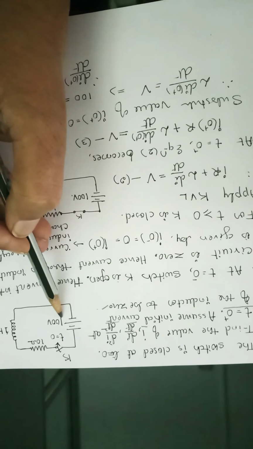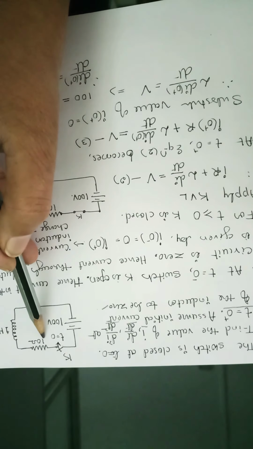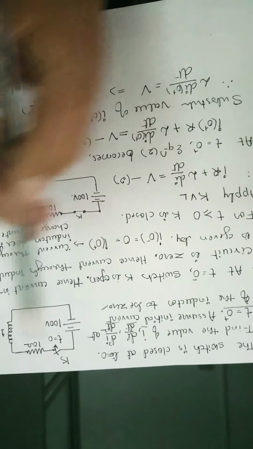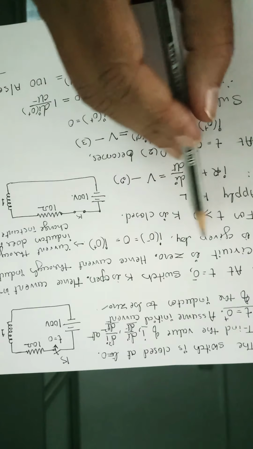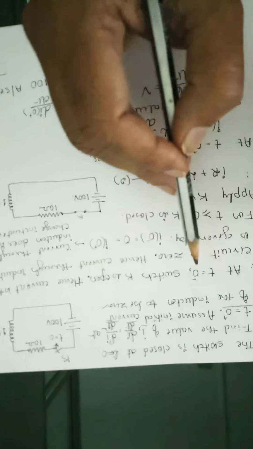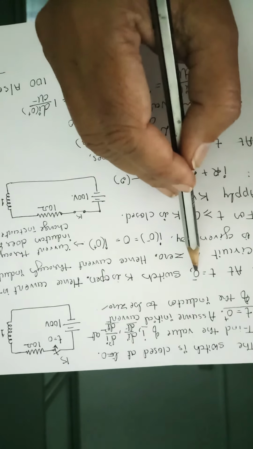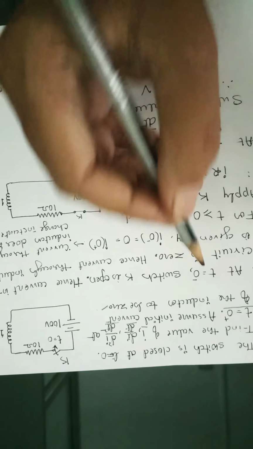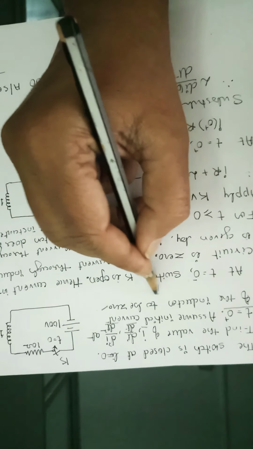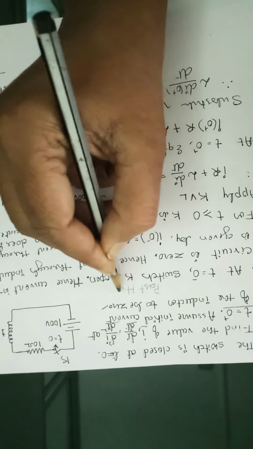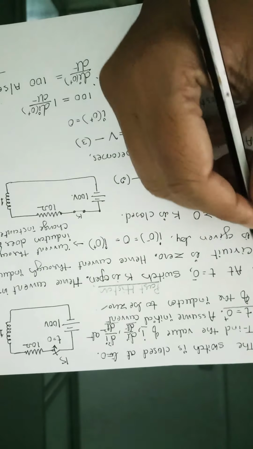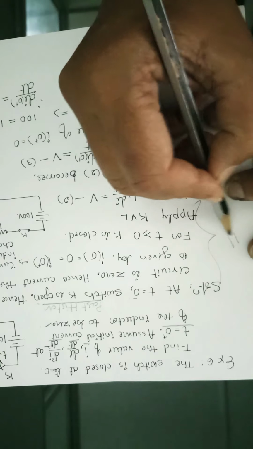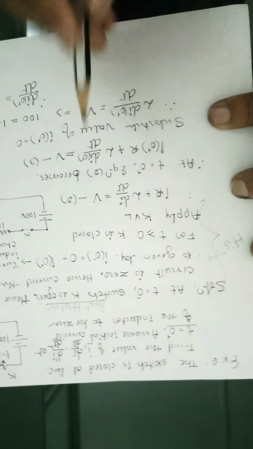Here the applied voltage is 100 volt, the value of resistance is 10 ohm and the value of inductance is 1 Henry. First we need to analyze the current in the circuit at 0 minus. 0 minus indicates the analysis of the circuit in history, that is, the past history of the circuit. We have to evaluate the history of the circuit.